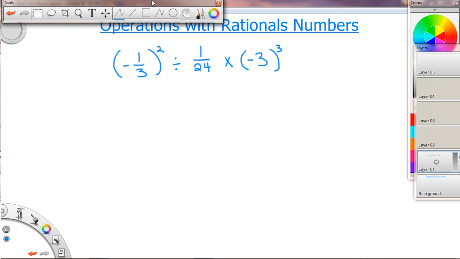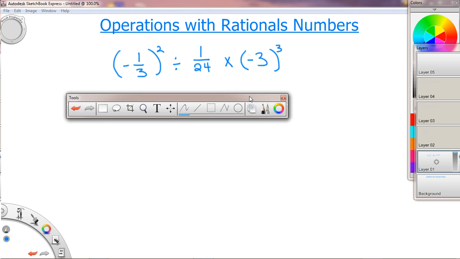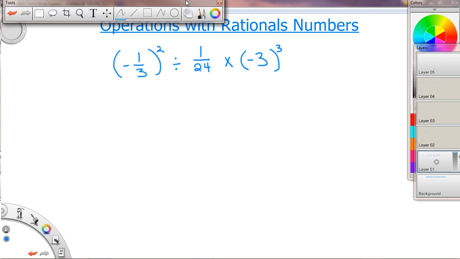So we're going to be doing some pretty complicated operations with rational numbers. That is the topic of today's video. And I took some of the examples from your homework. I changed them a little bit, and I'm going to work them out for you right now. So this problem that I'm going to work out is very similar to 5b on page 56.